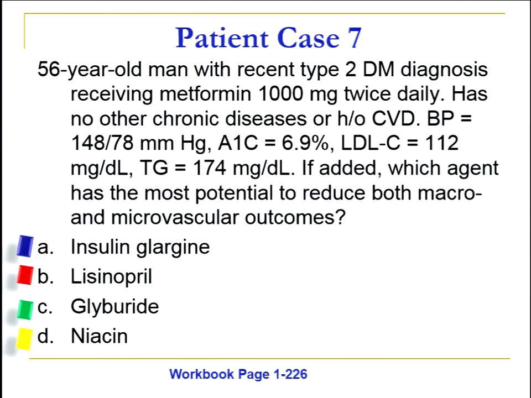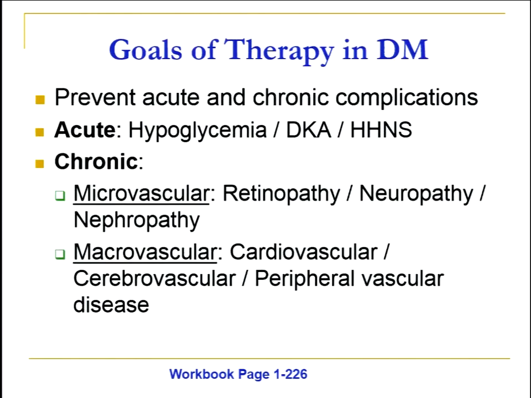So, if added, which of the agents listed here will have a benefit or potential benefit in reducing both macrovascular and microvascular complications? Again, using our high-tech audience response system. Anybody? Mostly red, some green here and there. All right. I'm not going to spoil the plot. We'll come back to that.